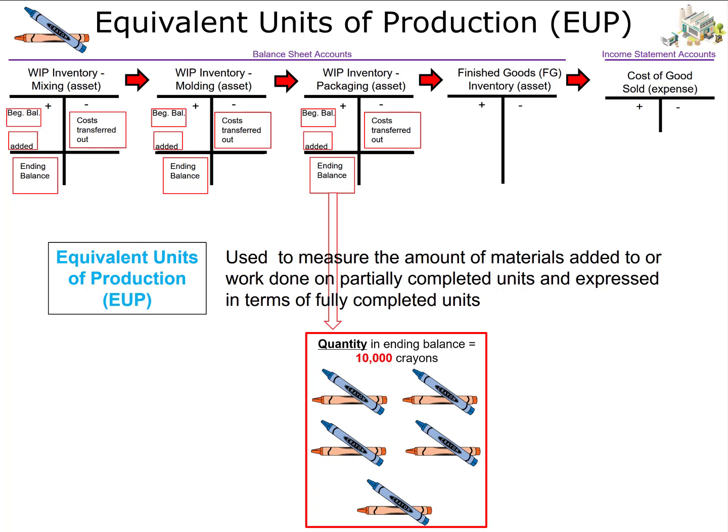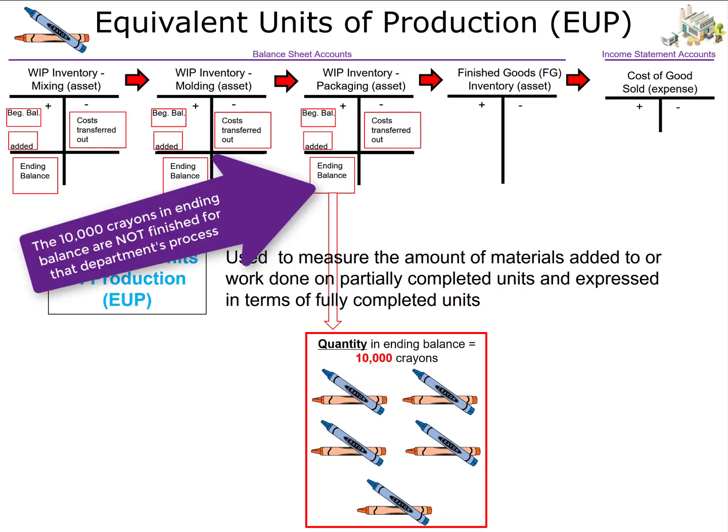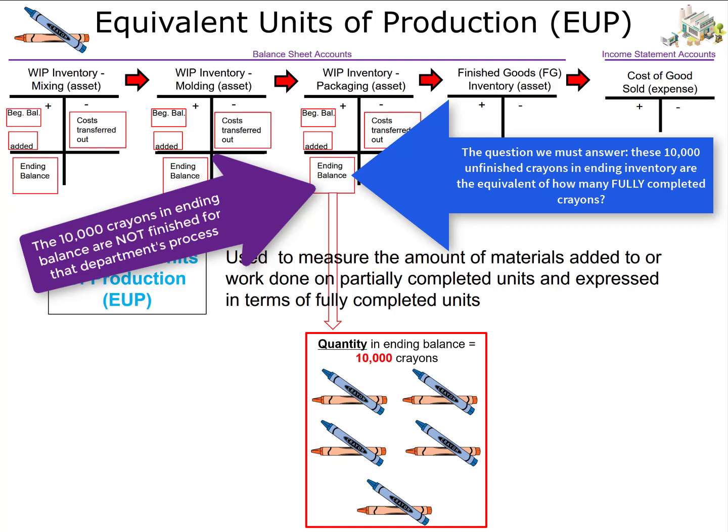And because these crayons are still in the packaging department and not in finished goods inventory account, that means these crayons are not finished, which of course is why they are in a work in process inventory account. So to help us calculate the costs of these crayons for the journal entry, we must first answer this question. 10,000 of these partially completed crayons are the equivalent of how many fully completed crayons? For that, we need more information.